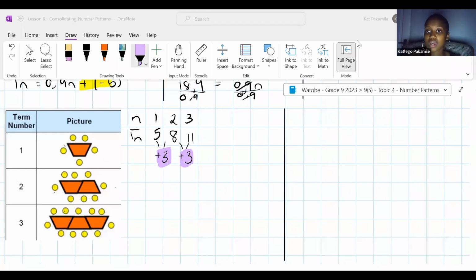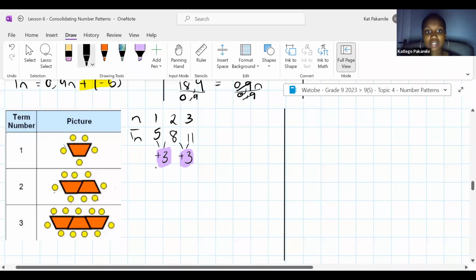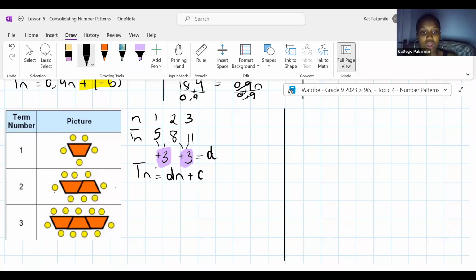Thank you. Okay. So it is a linear number pattern, guys, because we are adding the same thing over and over. You guys are getting it. So this would be your constant difference. So now we have Tn equals dn plus c. We still need c, guys. Let me know what would T0 be. If we're going forward and we're adding, then we would have to do what to get T0?